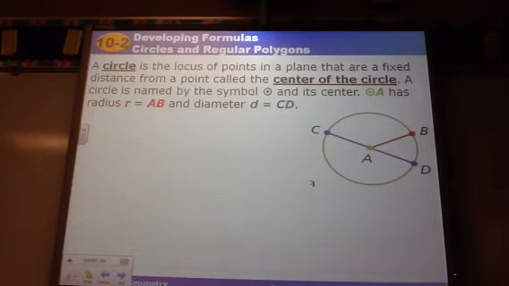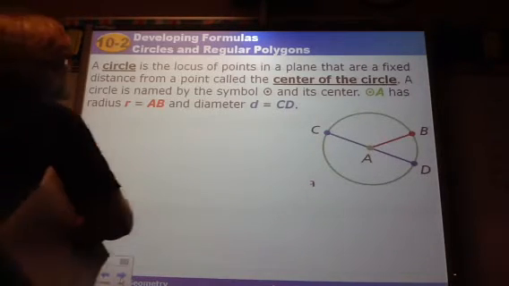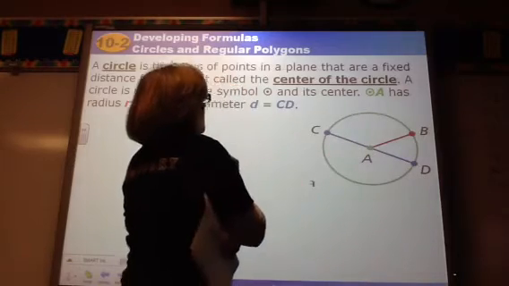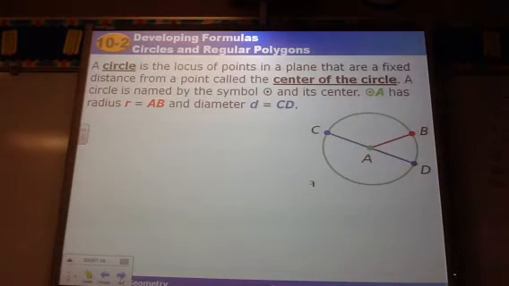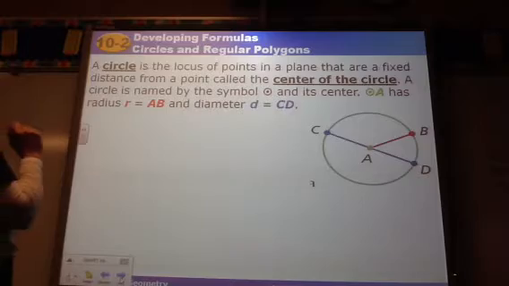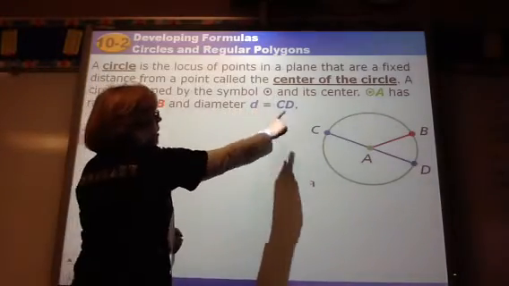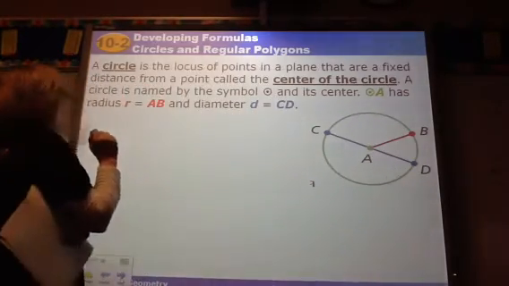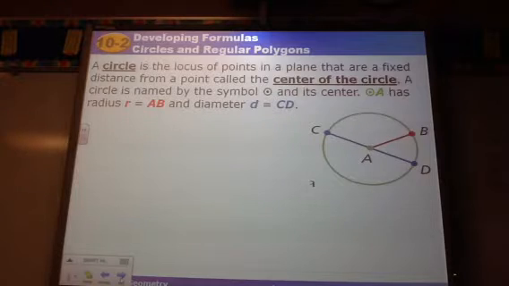Alright, a circle is the locus of points in a plane that are a fixed distance from a point called the center of the circle. So point A is the center of the circle. A circle is named by the symbol and its center, and we've already talked about this. So we would call this circle A. Circle A has radius AB, or radius AD, or radius AC, and diameter CD.